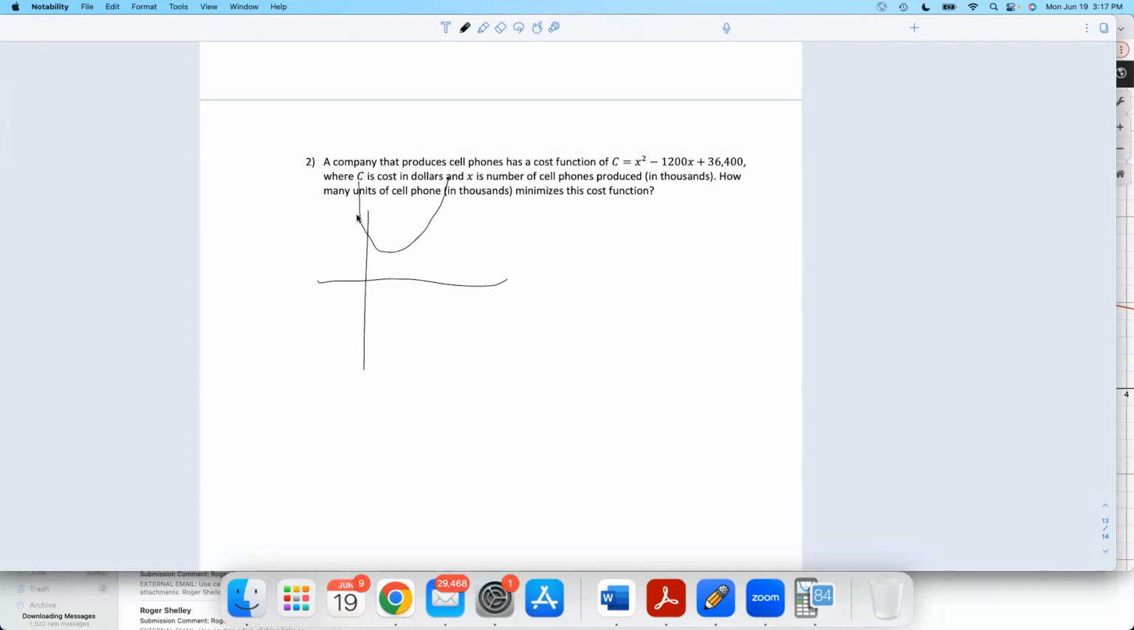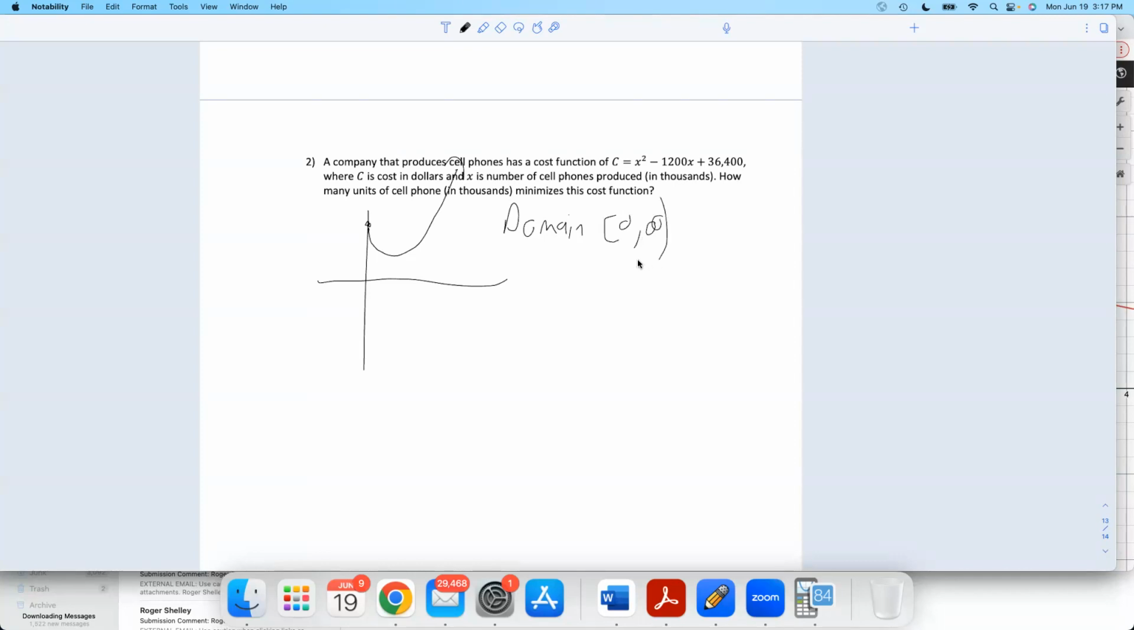We also know, by the way, that you can't produce negative. X here is how many cell phones we're producing. So none of this will be in my domain of interest. We're going to have something that looks like this. So my domain of interest here is going to be 0 to infinity.